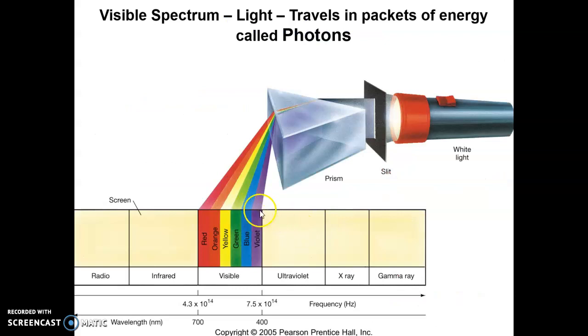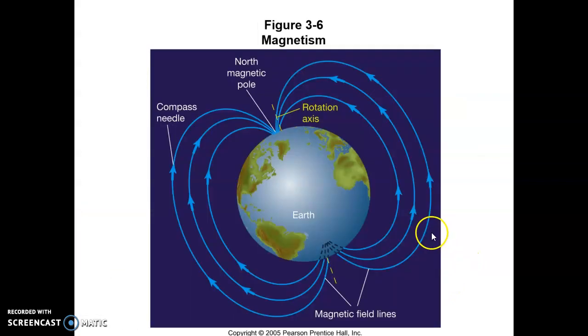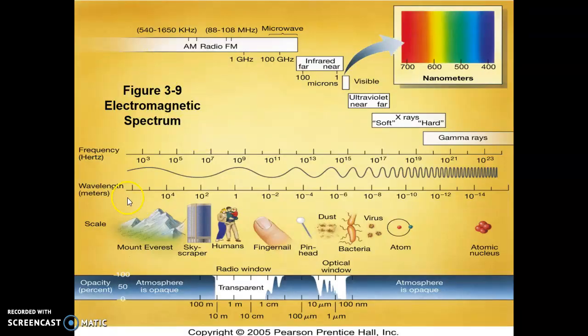Here's the entire spectrum. Longest side are the radio waves, very long wavelengths. Low frequency. The opposite side is the gamma rays, very high frequency, short wavelength. Here's a better diagram here.